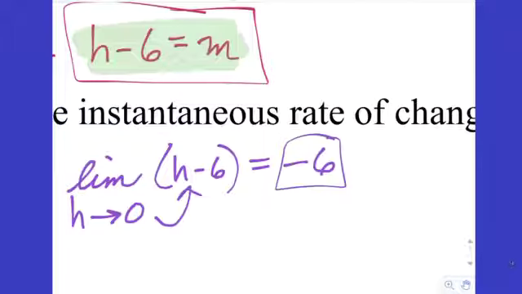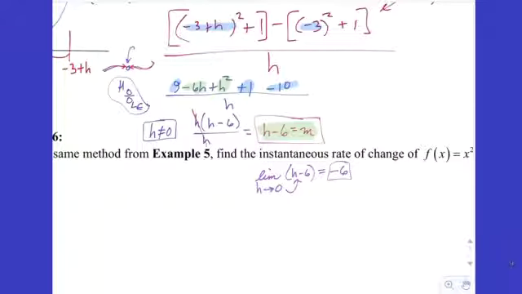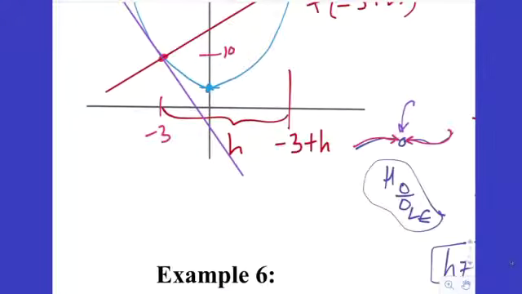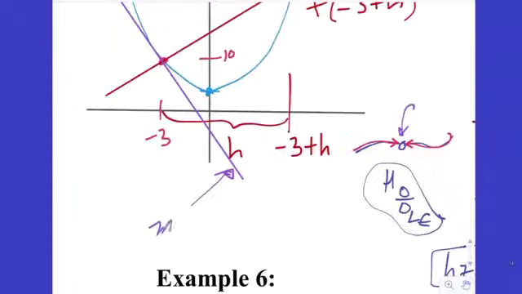We just got -6. As h goes to 0, this expression gets closer and closer and closer to -6. Approaching -6. So even though h can't equal 0, the writing's on the wall. We can see where it's going. It's going to -6. So guess what the slope of the tangent line is at that single point? Guess what it is? It is -6. That is in fact the slope of the tangent line.